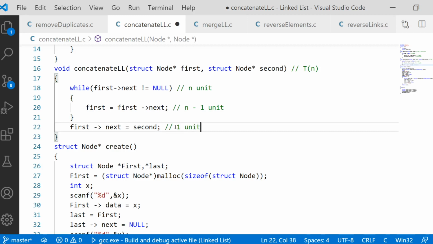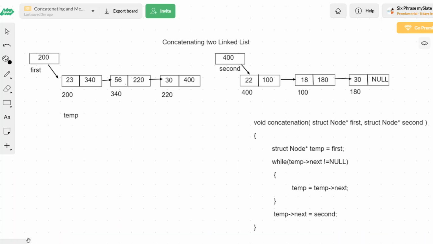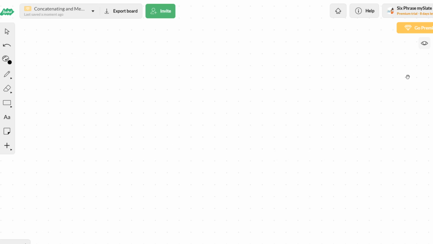Adding all these things, T of n is equal to, how many n's are here? 2n, minus 1 plus 1 cancel. So only 2n is the equation. T of n is equal to 2n. Clearly this is a linear equation. So what is the time complexity of concatenation? It is order of n.